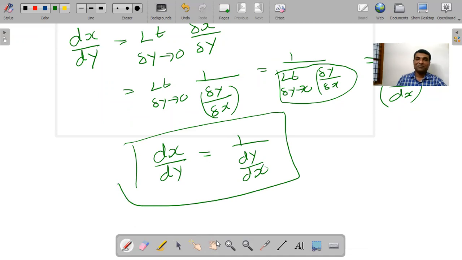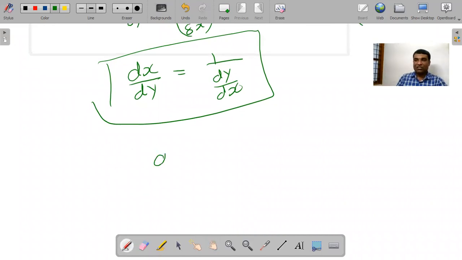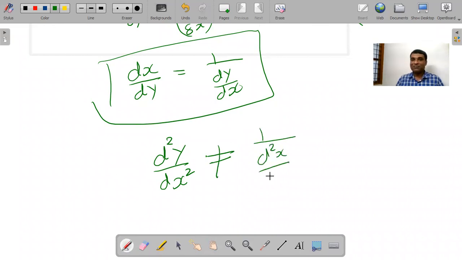But what about the second derivative? Second derivative means we can write d square y by dx square. This is a second derivative. I am just simply saying about the second derivative. If we have the first derivative given, we differentiate the first derivative again, then we will get the second derivative. We again differentiate the second derivative, we will get the third derivative, and so on. So this is not equal to 1 by d square x by dy square, right? This is not equal.